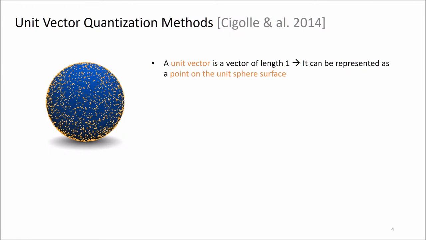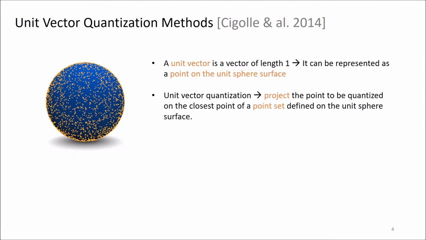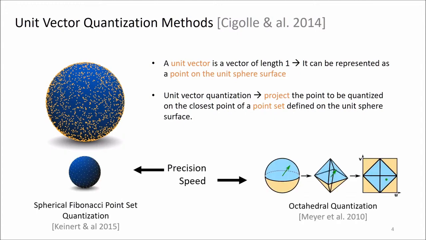Quantization methods define a point set on the surface of the unit sphere. This point set, that we call the quantization point set, should have a distribution as uniform as possible for the best precision. Unit vectors to be compressed are projected onto the closest point of those quantization point sets. There are hundreds of existing methods. The most precise is the spherical Fibonacci point set quantization. However, this method is computationally expensive and doesn't scale to high resolution. Octahedral quantization has a better precision to speed ratio.